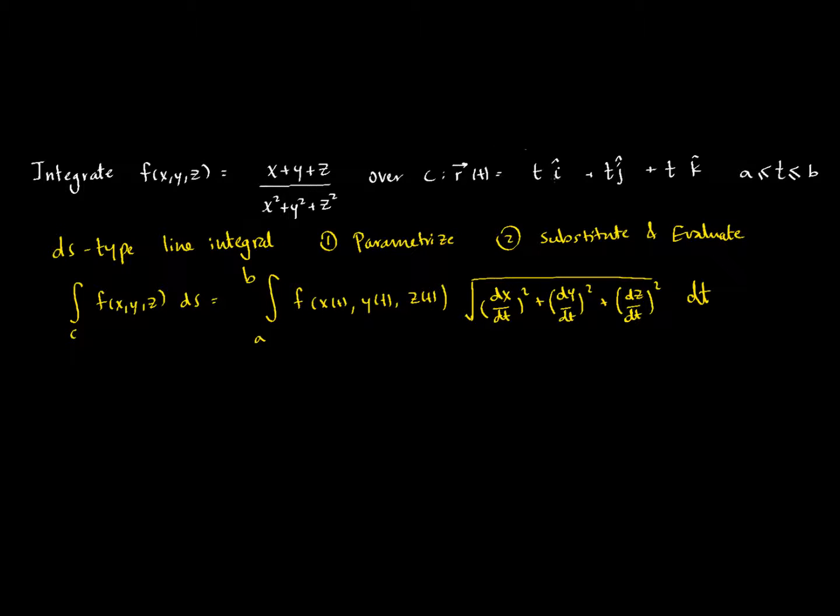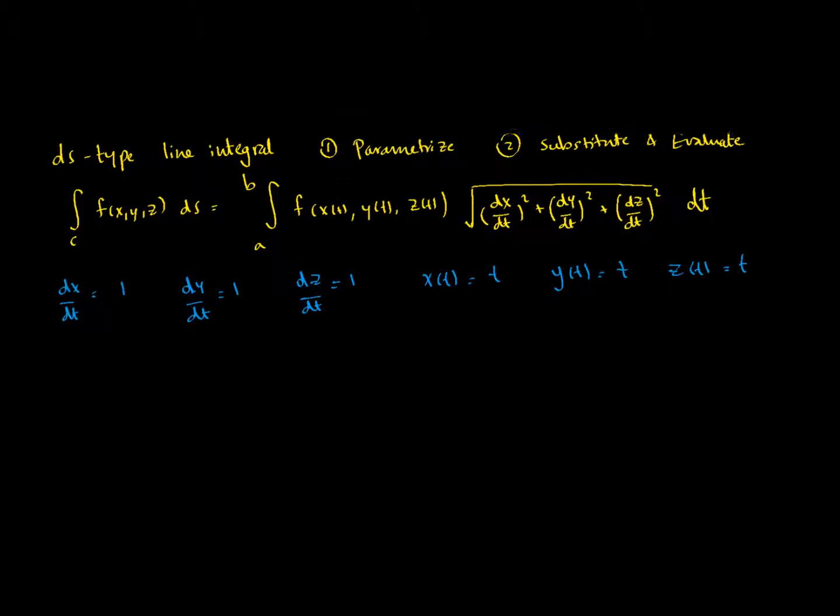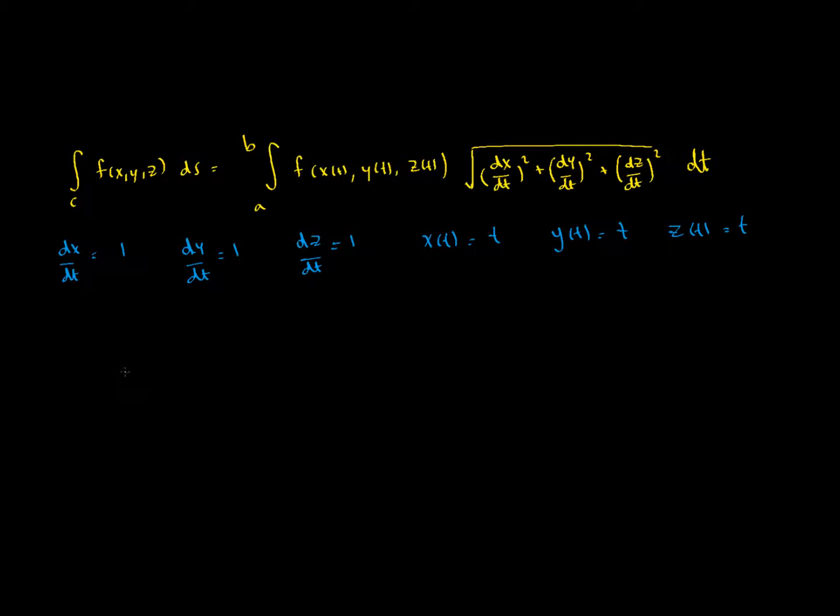So if you take a look at the parameterization, that's the x component, that's the y component, and the z component. So we can find dx/dt, it's going to be equal to 1, dy/dt is equal to 1, dz/dt is equal to 1, x(t) is t, y(t) is equal to t, and z(t) is equal to t. So let's substitute this into the integral.